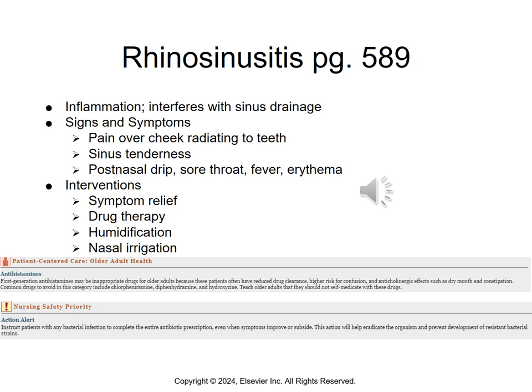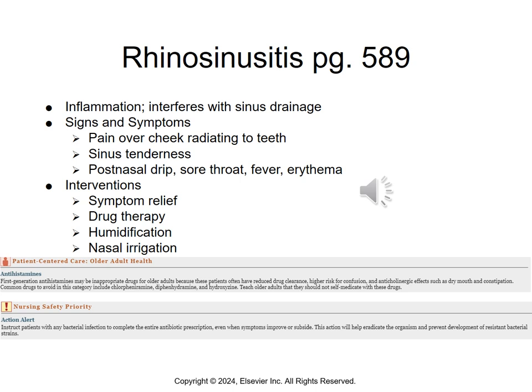Rhinosinusitis on page 589 of your text. Inflammation interferes with sinus drainage. This can be due to a deviated nasal septum, nasal polyps, tumors, inhaled air pollutants, cocaine, allergies, facial trauma, or dental infection. Even when the problem starts with the non-infectious agents we just listed, this swelling and inflammation blocks the flow of secretions from the sinuses, which then makes a breeding environment for bacteria or virus. Most episodes, thank goodness, are virus-related, meaning they do not need treatment with antibiotic therapy.